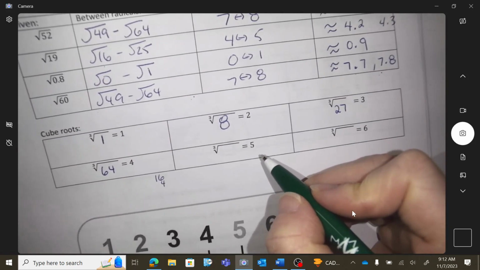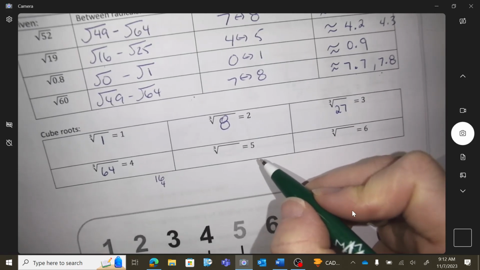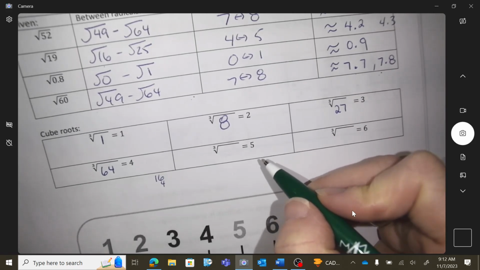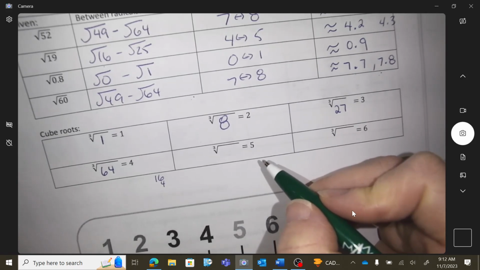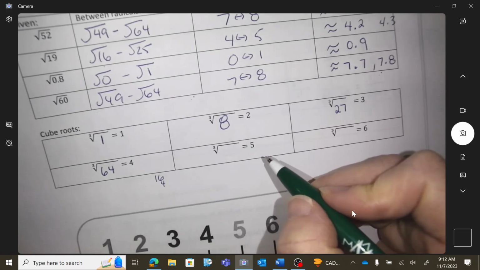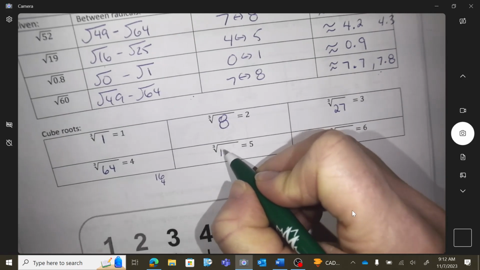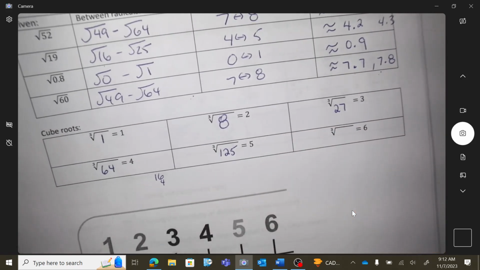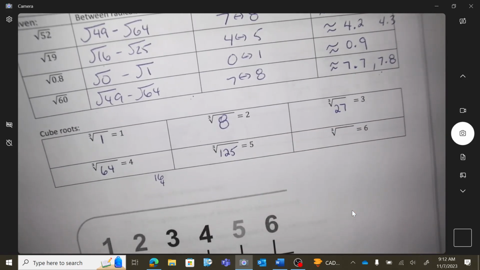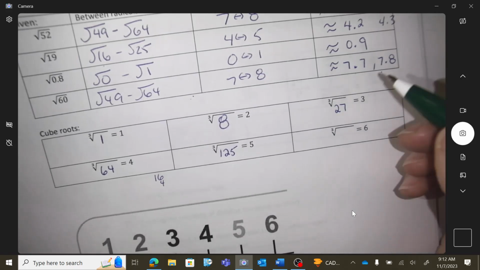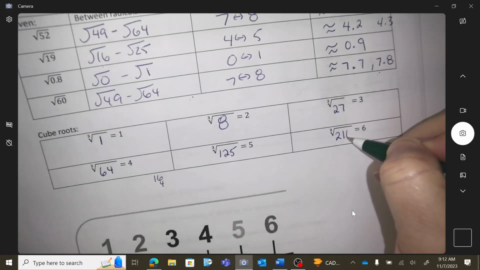5 times 5 times 5, so 5 times 5, we're at 25, and then times 5. So can you think about money? If you have 25 cents, a quarter, and then you have 5 of those, how much money do you have with 5 quarters? You'd have $1.25, right? Okay, and 6 times 6 times another 6.